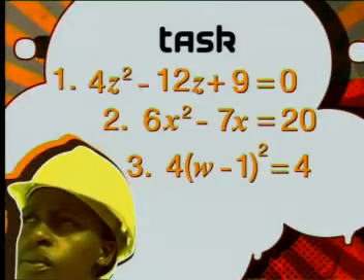Okay, have you got it now? I hope you have. To see if you really understand quadratic equations, try these examples that we have set for you on your own. Solve for the unknown in each of these equations. Number 1, 4z squared minus 12z plus 9 is equal to 0. Number 2, 6x squared minus 7x is equal to 20. Number 3, 4 multiplied by w minus 1 squared is equal to 4.